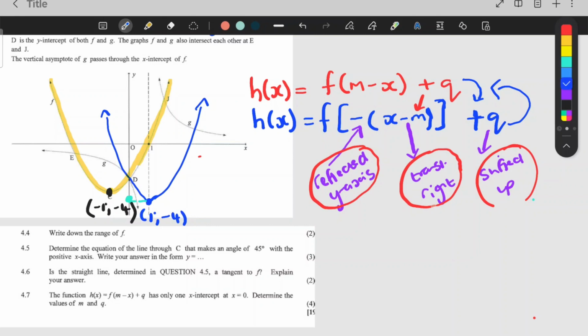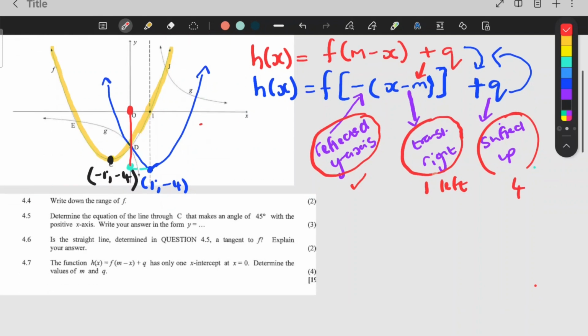Do you agree? And then if I move 4 units up, let's use another color. If I move 4 units up, I'm at the origin. So I reflect it. Then I'm going to move 1 unit to the left. And then I'm going to move 4 units up. Okay, this m over there is 1 unit to the left.